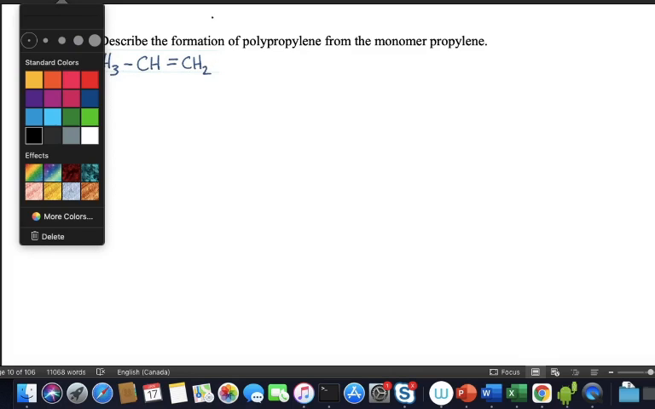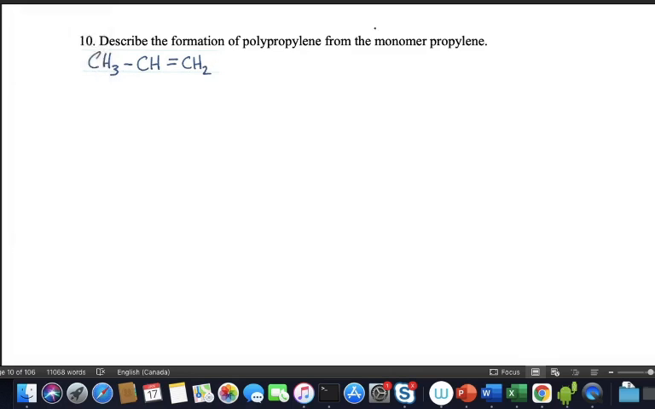All right, so I'm going to draw my polymer just slightly different. This is going to be the addition polymer for polypropylene. We're going to use the monomer propene, which is already drawn out here, but like I said, I'm going to draw it a little bit different. I'm going to draw the CH3 in a downward position.